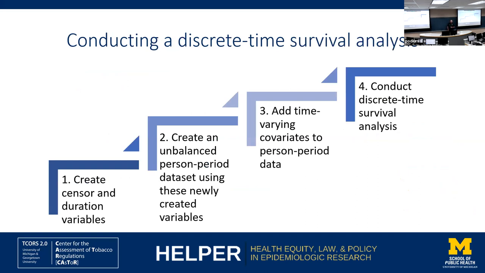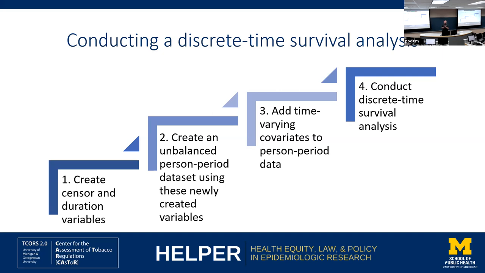All right, so in terms of the steps for the analysis, it's actually quite simple. We're going to do a couple of things. First, we're going to create censor and duration variables. Once these are created, we're going to use them to create the person period data set, restructuring the data set based on those two variables. Once we have the data set restructured, the analysis is pretty easy. It's going to look different, and I'll show you examples of why and how to set up the data set. Once it's created, we can add time varying covariates to the person period data, and then we can conduct our discrete time models.